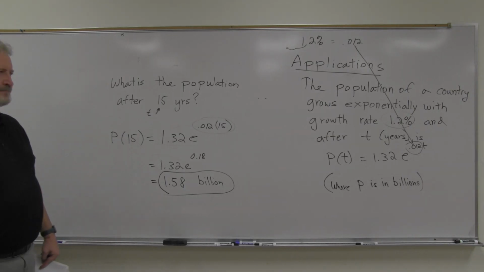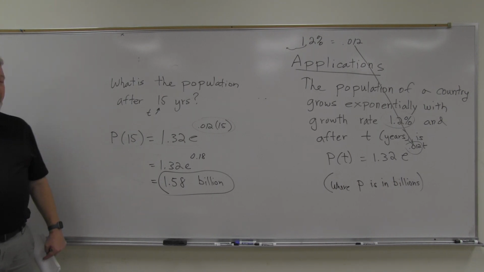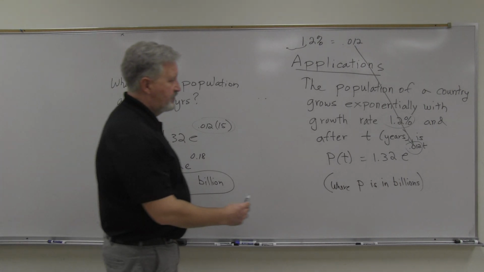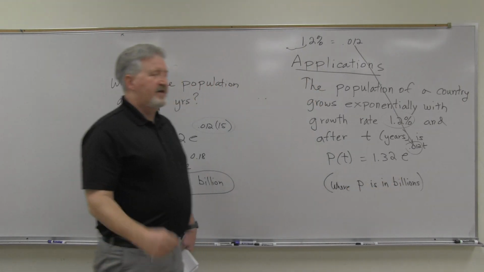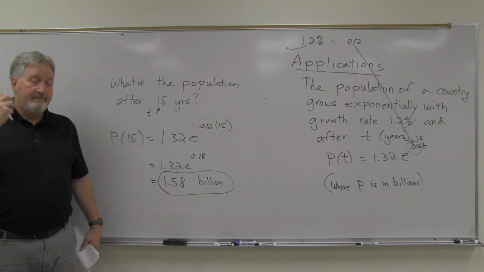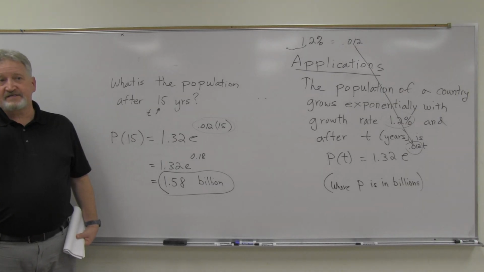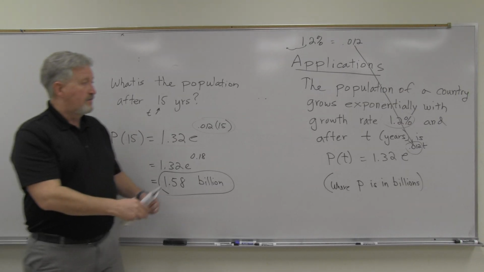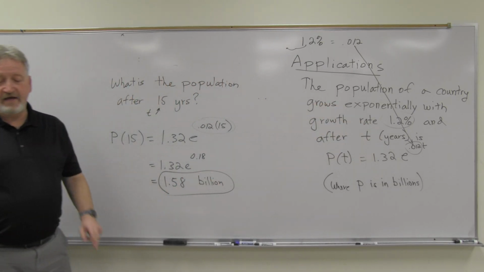All right. Now, one other note here. I don't know that they'll ask you this, but see this 1.32 here? If we plug in year 0, we'll get e to the 0 at the end. Yeah, that 1.32 billion, with the billion on there, that is the starting population. So this is a positive growth rate. So we've grown in 15 years from the 1.32 to the 1.58.